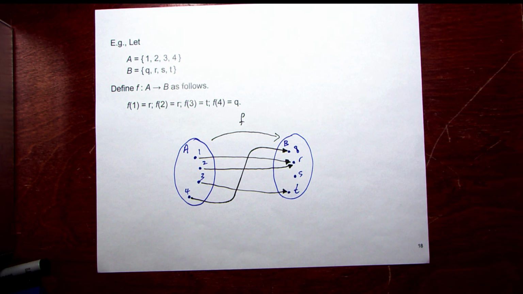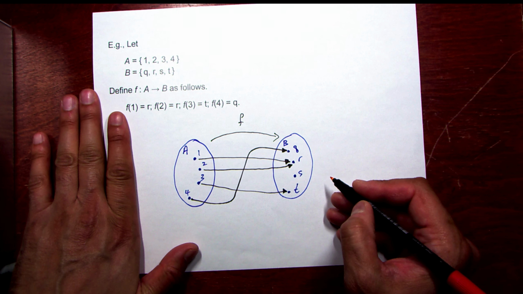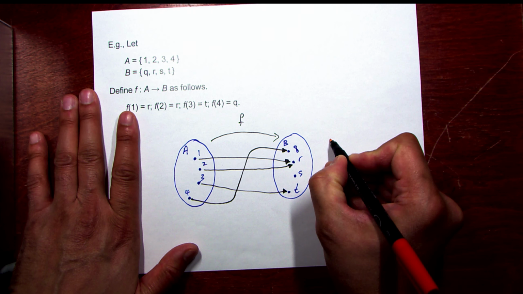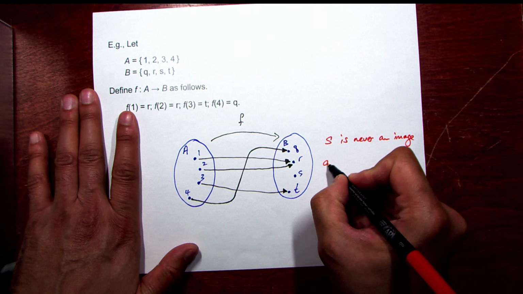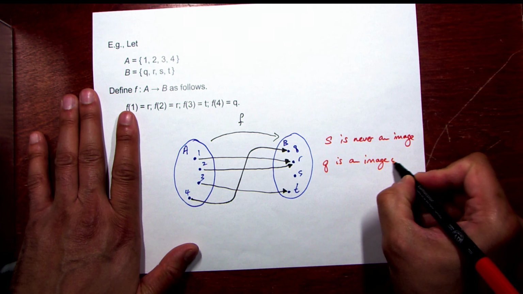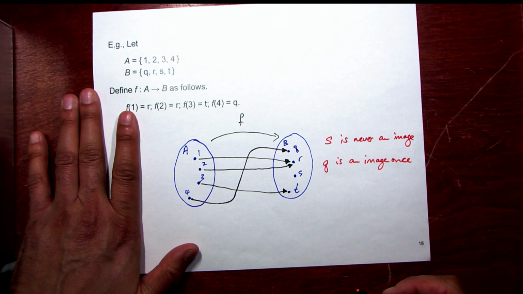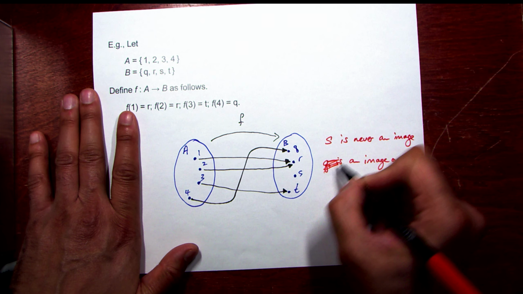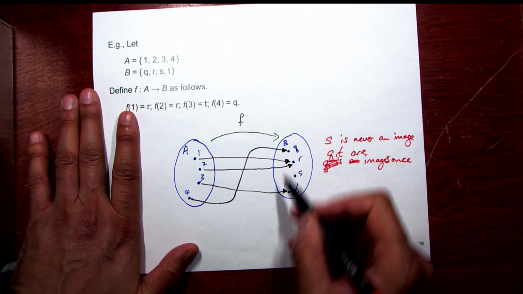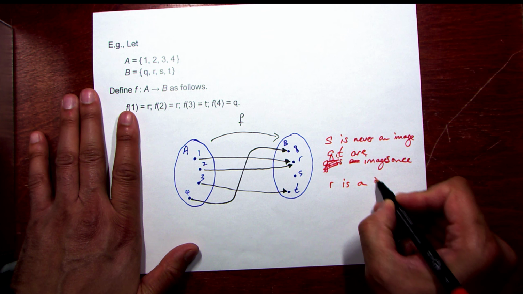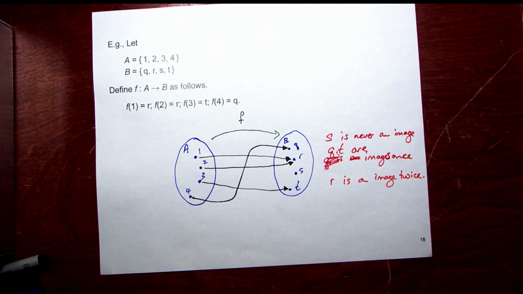Okay, so images. All of these things are images except for S. Let's just do it by image count. S is never an image. Q and T are images once. And R is an image twice. Okay, so that's the mapping as it is.